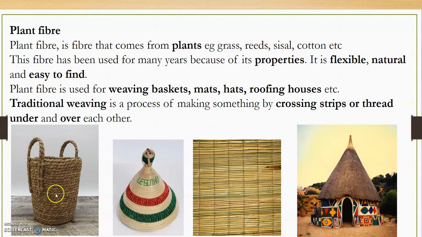There is a basket there that is made out of grass. It's very flexible. You can use it to carry stuff. And then you also have a Lesotho hat there. Can be made out of grass, can also be made out of sisal. We also have thatch there. Okay, this roof is made out of grass, and it's serving a very good purpose. So you can see how plant fibers also play a very important role in the products that we make in Africa.